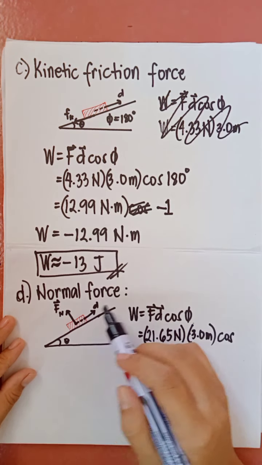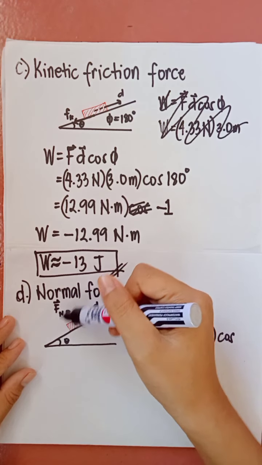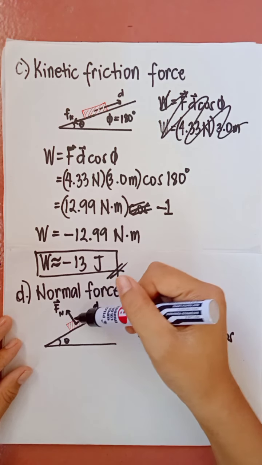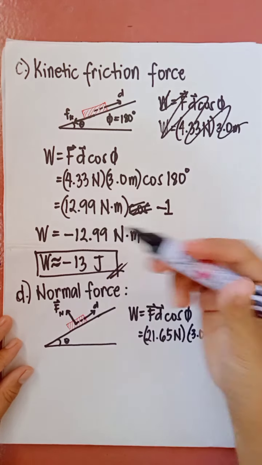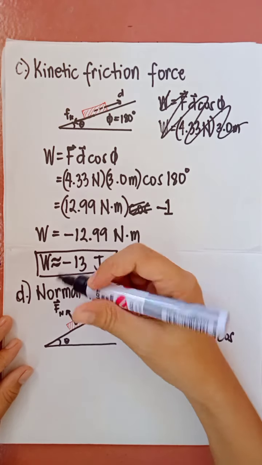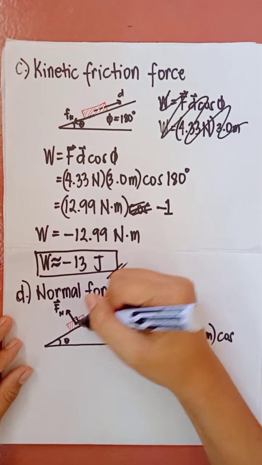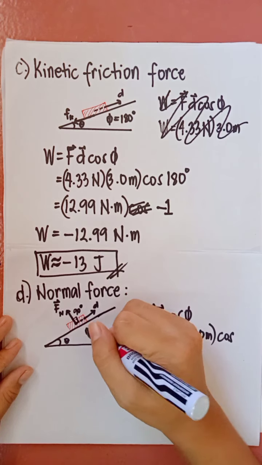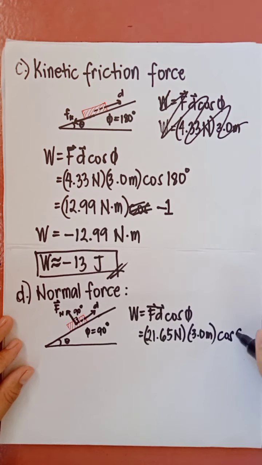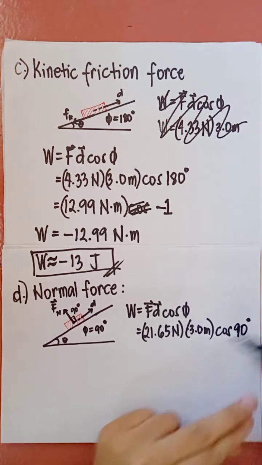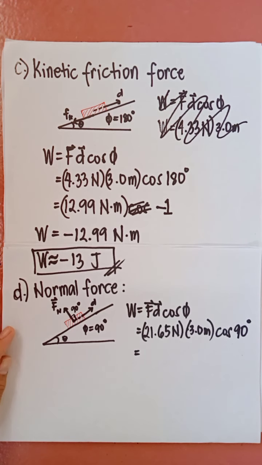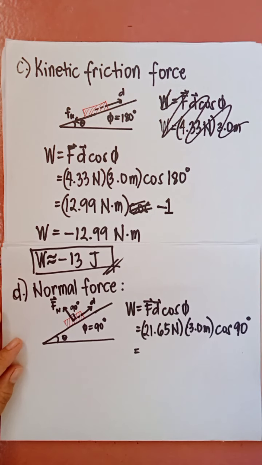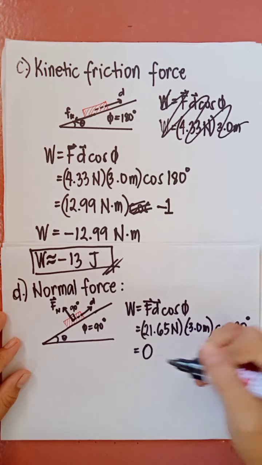All right. So the value of angle phi here is obviously 90 degrees, since the displacement is directed this way and the normal force is directed that way, and the angle formed between the two of them is 90 degrees. So phi is 90 degrees. Cosine 90 degrees is equal to 0. Basically, this equation right here will equate to 0.